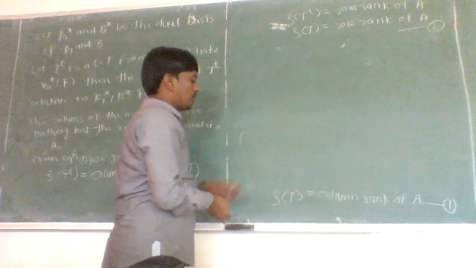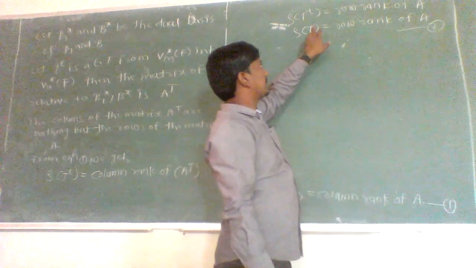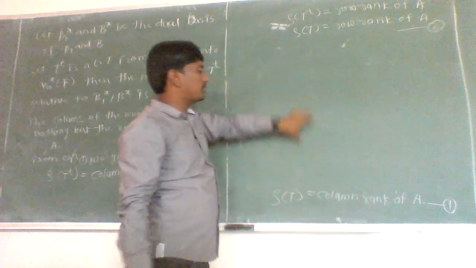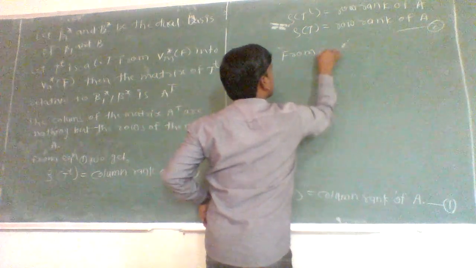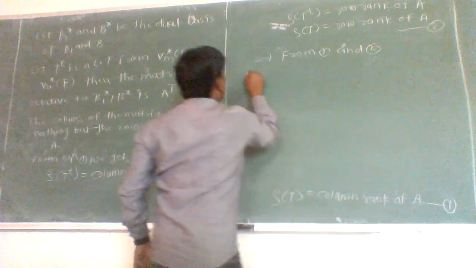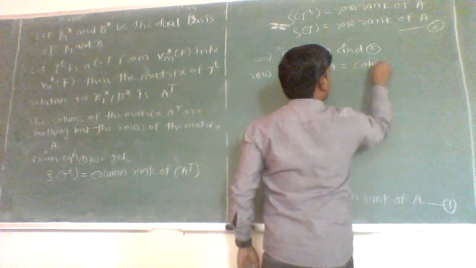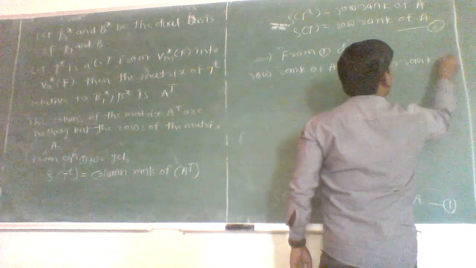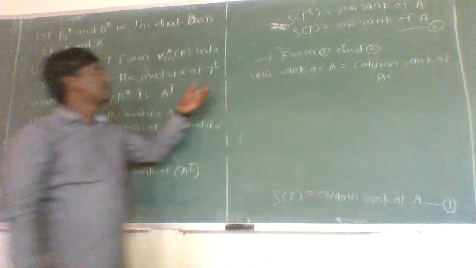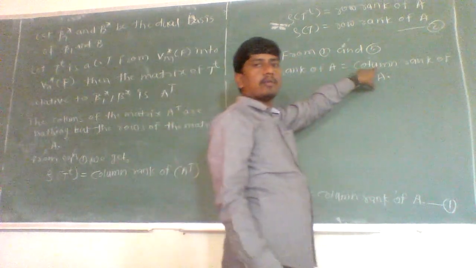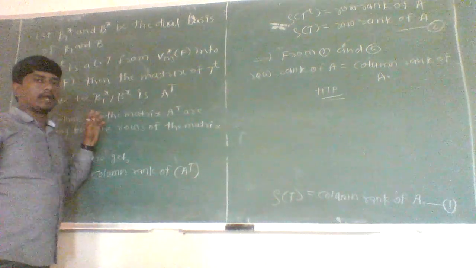Equation 1 says that the rank of linear transformation T is equal to the column rank of A, and equation 2 says that the rank of linear transformation T is nothing but the row rank of A. As the left hand sides of both equations are equal, the right hand sides must be equal, which implies from 1 and 2 that the row rank of matrix A is equal to the column rank of A. So if A is any matrix of order m cross n, then the row rank of matrix A is always equal to the column rank of matrix A. So here we complete our point, row and column rank of a matrix.